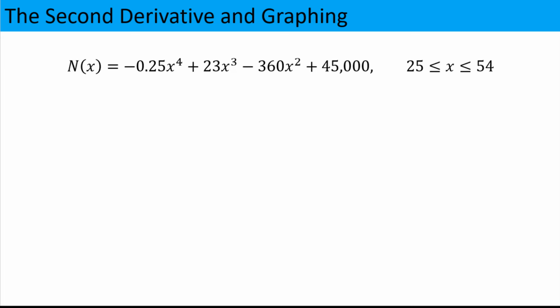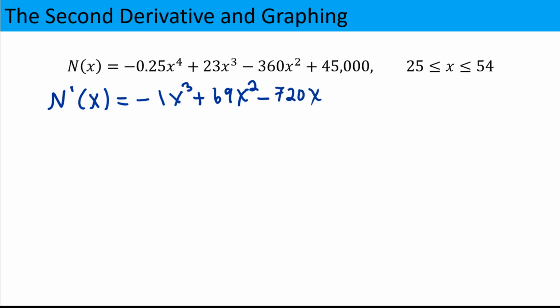So to solve this problem, we need to get to the second derivative. Let's begin. First derivative. Bring the 4 down, so we'll have negative 1x cubed plus, bring the 3 down, 3 times 23 would be 69x squared, minus, bring the 2 down, that would be 720x, and the derivative of 45,000 is 0.